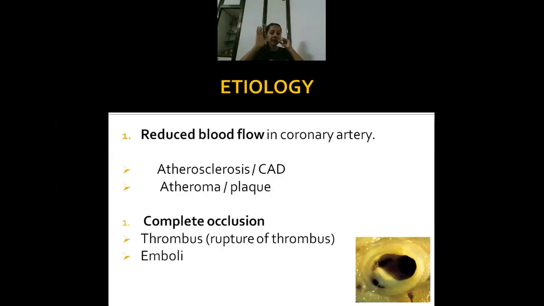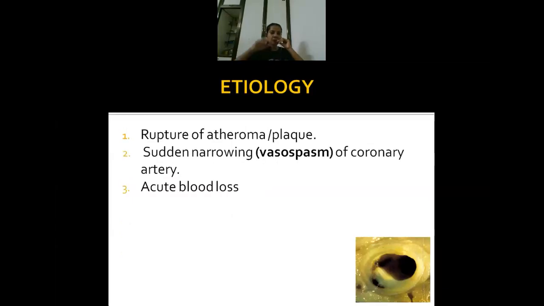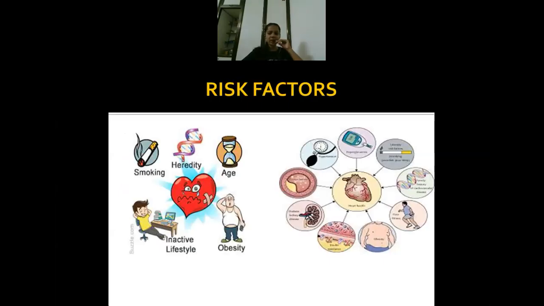Next one is emboli. The difference between thrombus and emboli is that a thrombus is a blood clot, while we call it an embolus when it is a moving clot. Most of the time these emboli get dislodged in the pulmonary veins or pulmonary arteries. Next main cause is rupture. This point also I already told, isn't it? Next main cause is vasospasm of the coronary artery. Vasospasm means sudden narrowing. Sudden narrowing of the coronary artery can be because of various reasons, that is the risk factors which I will be discussing in the coming slides. And sometimes it can also be because of acute blood loss, or sometimes bleeding disorders like sickle cell disease.